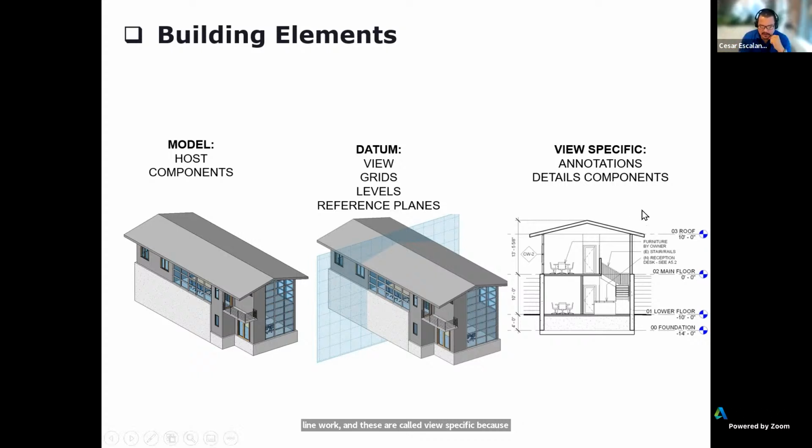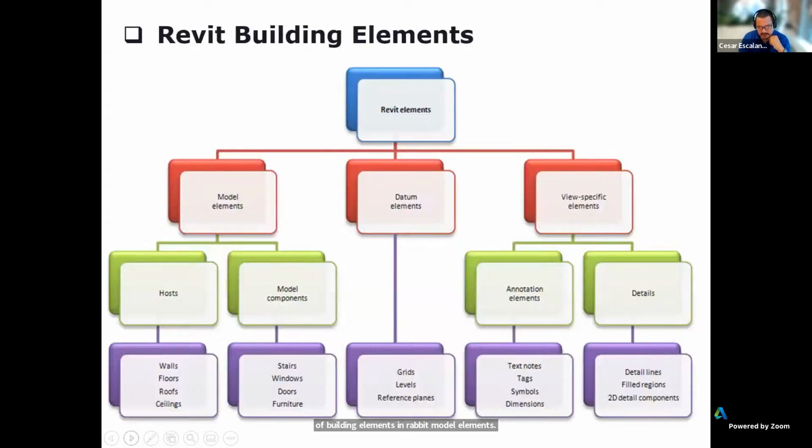If you place this dimension here, it's only available in this section view. You switch to the other section, this dimension doesn't exist. The same goes for the tags, reporting parameters of the objects, or the keynote with the arrow leader. They only live in a view. And so these are the three types of building elements in Revit: model elements, datum elements, and view-specific elements.